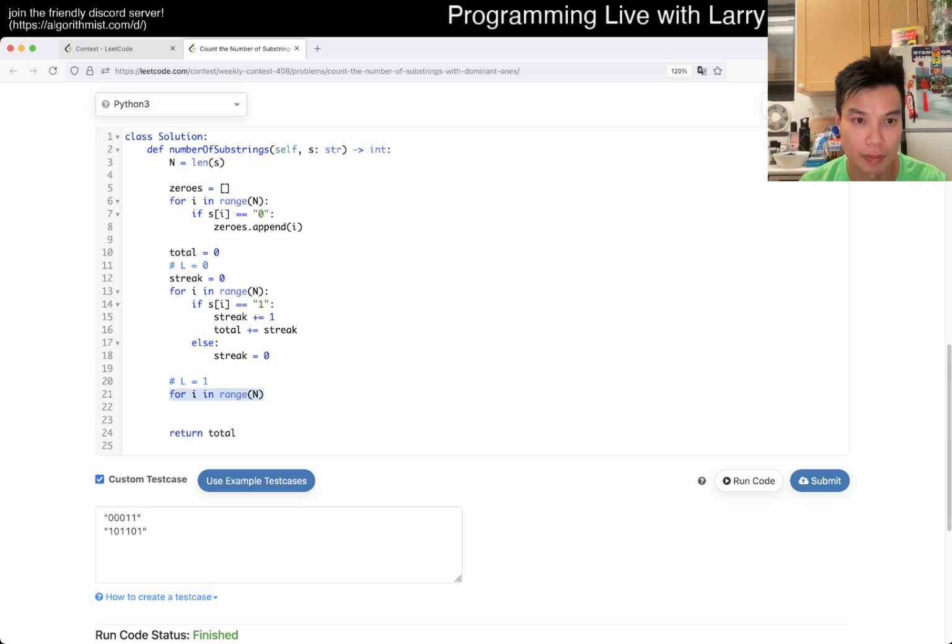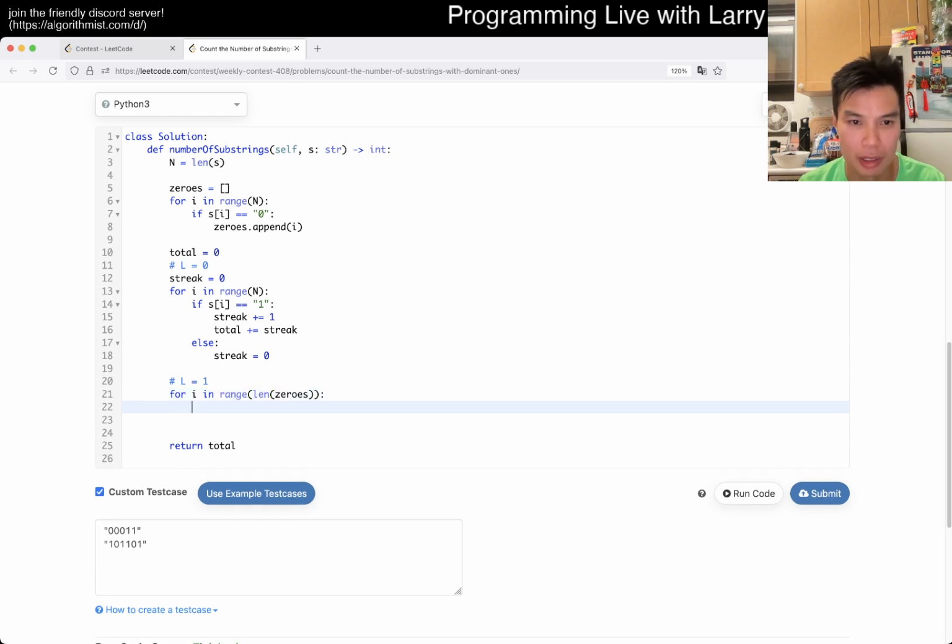Oops. Is it zeros or zeros with it? There's no yes or yes. I don't know. It's unclear. Okay, I don't know. Focus on the right things, Larry.